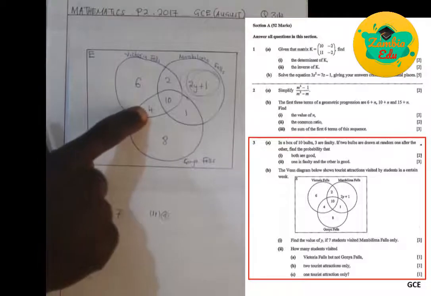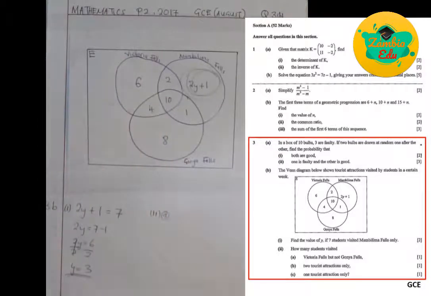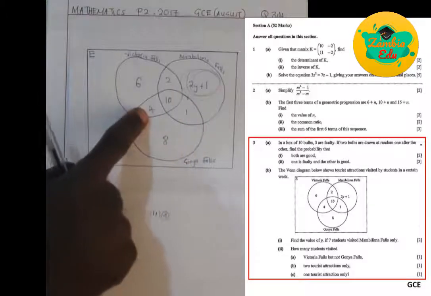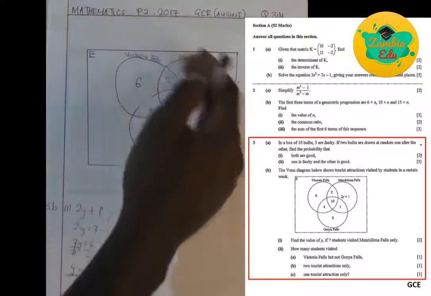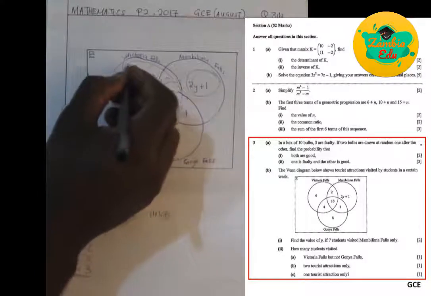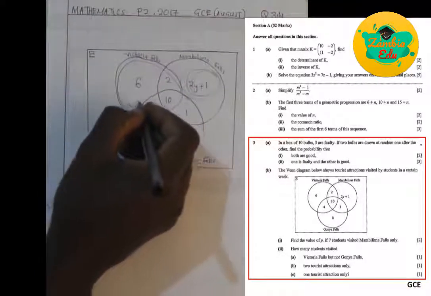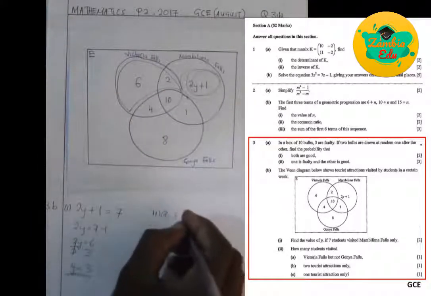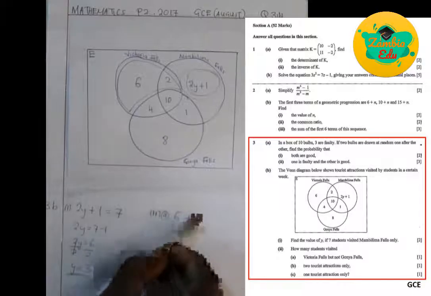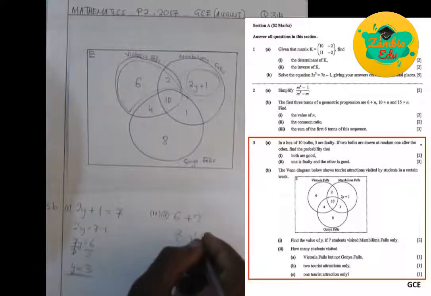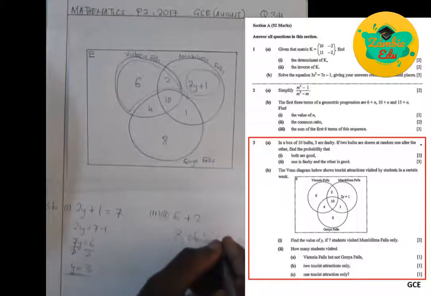So we won't include 4 and 10 there because they were also at Gonia Falls. However, we won't even include Mabilima Falls. We'll only consider Victoria Falls in that way. So we are considering 6 plus 2, then we're talking about 8 students.